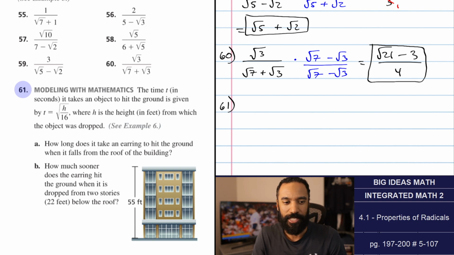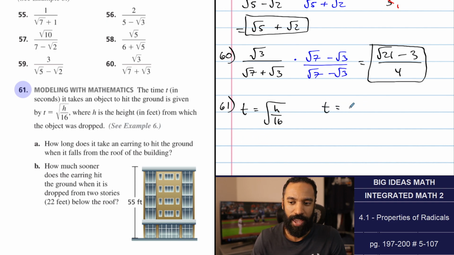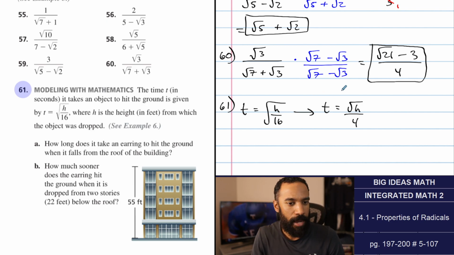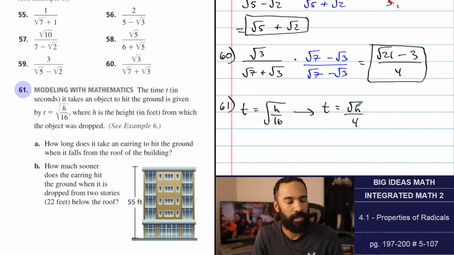The time t in seconds it takes an object to hit the ground is given by t equals square root of h over 16. Now, automatically, I'm seeing this and saying, hey, guys, can we just rewrite this as square root of h over square root of 16 or square root of h over 4? I hope I can use this and work that out. Anyway, h is the height in feet from which the object was dropped. So the time something hits the ground based on your height, you can do this. I think I agree with that and understand why that works. It's a gravity thing.